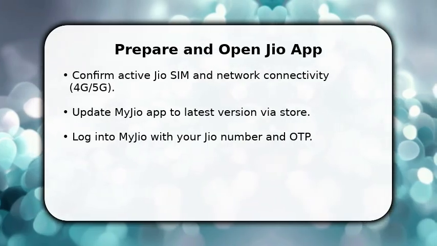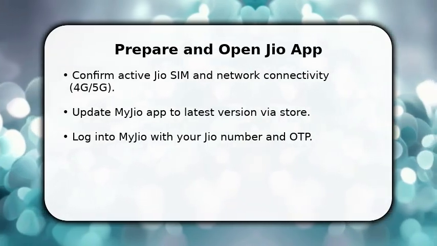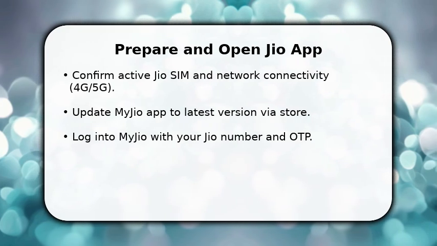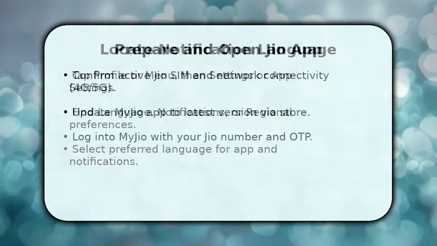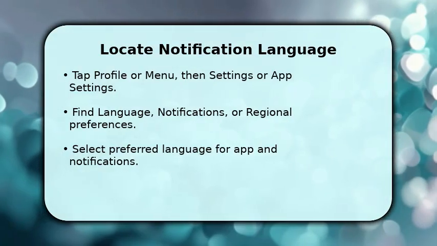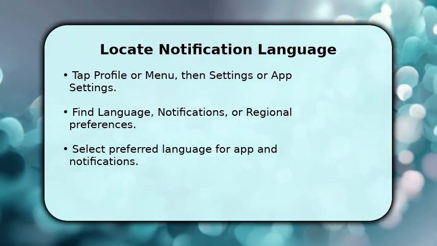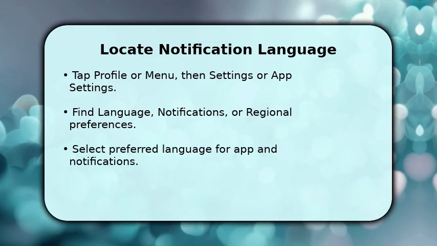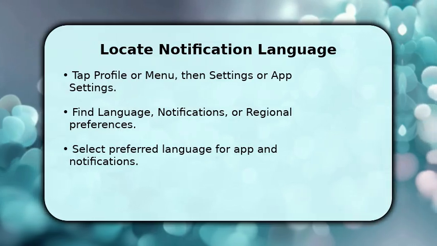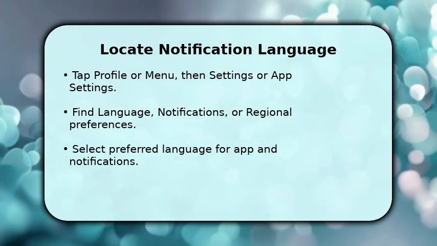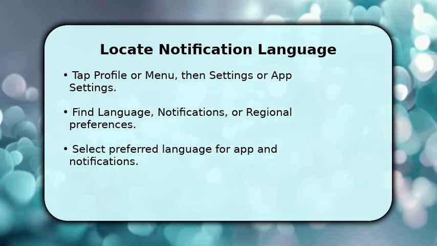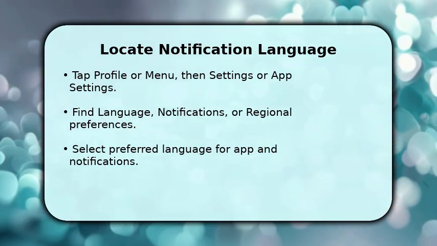Once you're logged in, move directly to the profile or settings icon to locate language preferences. Now navigate through the menu, tap Profile or the three-line menu and select Settings or App Settings. These labels vary by version. Next, look for Language or Notifications, sometimes nested under Regional or Preferences, because message and alert languages are grouped together.